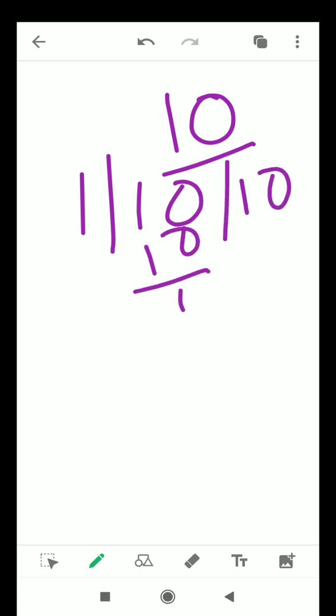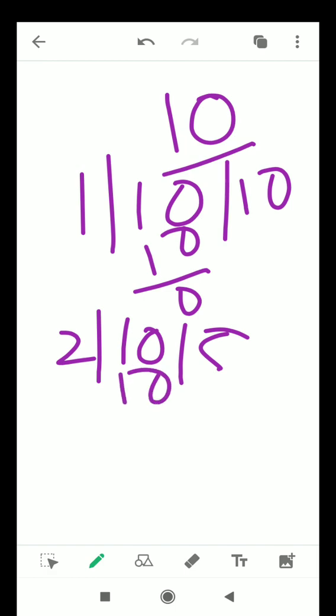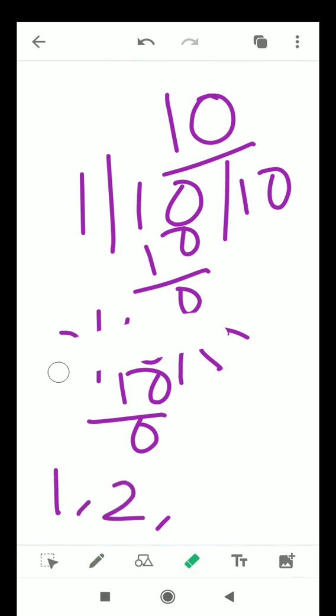First, the number which divides all numbers is 1. 1 exactly divides all numbers, so we always consider 1 as a factor of every number. We know that very well. After that, we go for 2, and we know by the table of 2 that 2 divides 10 exactly, with remainder 0. So 1 is a factor, and 2 is another factor of 10.